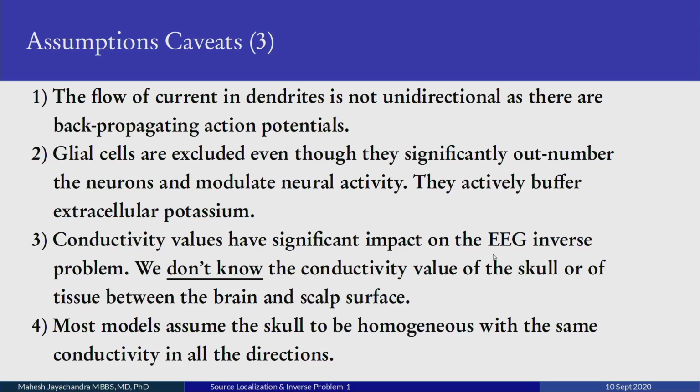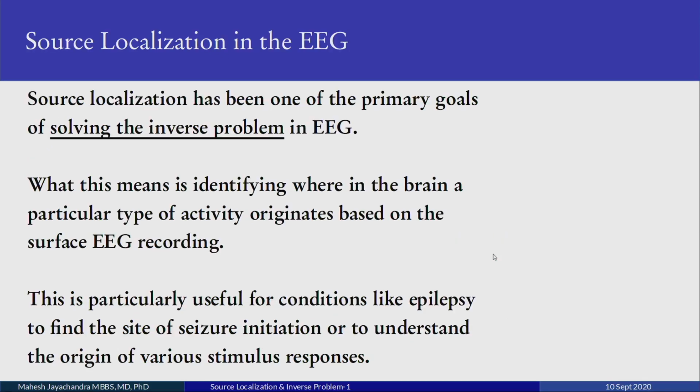And we're also not very clear about the conductivity of the tissue between the brain and the scalp surface. Most models assume the skull to be homogeneous, with the same conductivity in all directions. This is still yet to be proved. So if you have an impedance meter and you have access to a neurosurgeon, please get the impedance value of the skull and the tissue between the brain and scalp surface in humans. Okay.